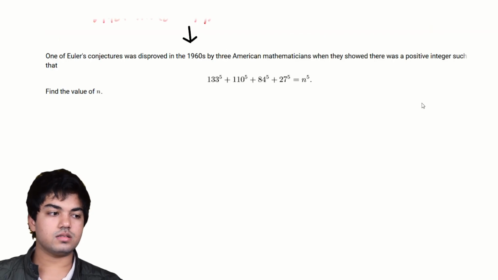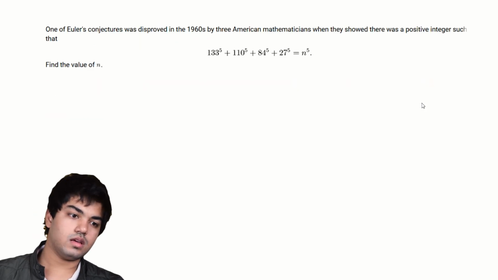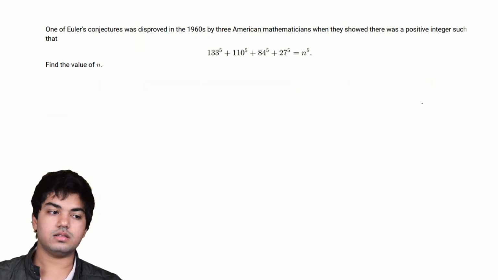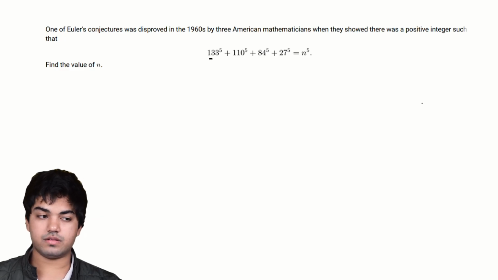So as you can see, this is problem 9 from the 1989 AIME, right? Let's see what the problem says. It says that one of Euler's conjectures was disproved in the 1960s by 3 American mathematicians, and they showed that there was a positive integer n such that 133^5 + 110^5 + 84^5 + 27^5 = n^5. Find the value of n, right?